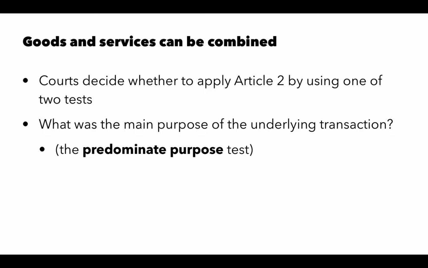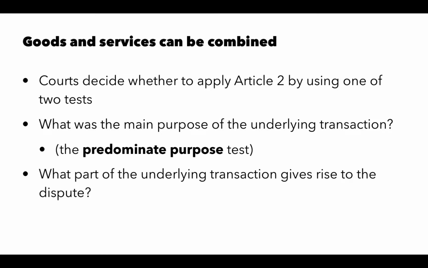Now, the other test, the minority test, is known as the gravamen test. And in this test, what we look to see is what part of the underlying transaction gave rise to the dispute. What was the dispute about? Was the dispute about the installation, or was it about the good itself? So, say in that same swimming pool example as I gave above, installation of the swimming pool is clearly the main purpose of the underlying transaction.